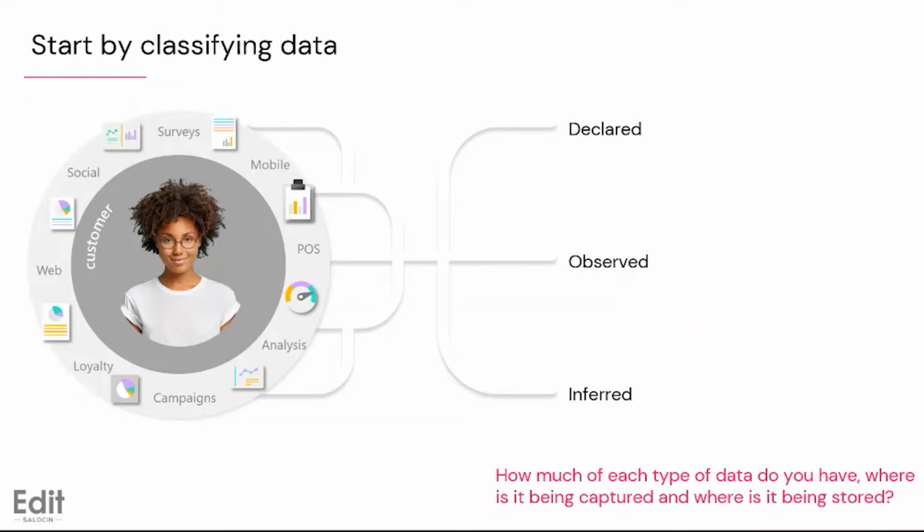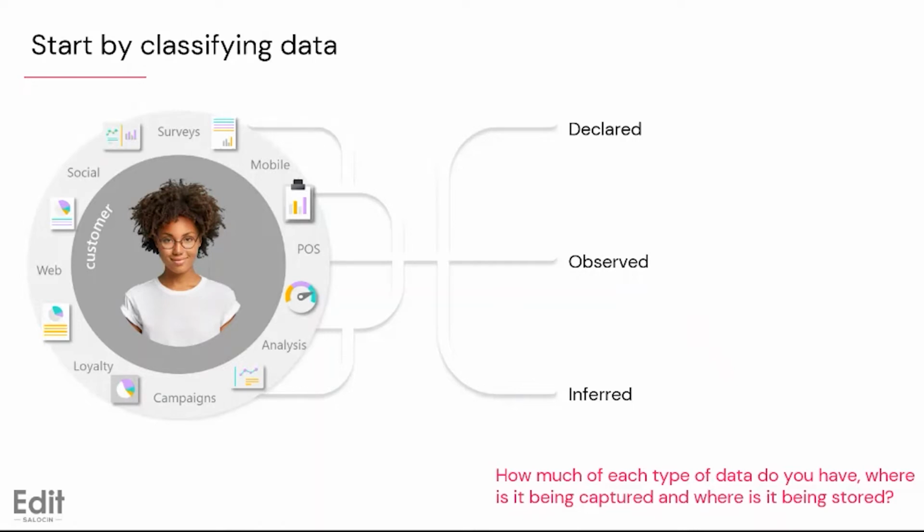Then we have the third type of data, the inferred data. And that's basically the result of processing and analysing the vast amount of declared and observed data that we have to create a new actionable data point. So that might be calculating customer lifetime value or predicting next best action or inferring sentiment from chat logs. Those are all inferred data points.